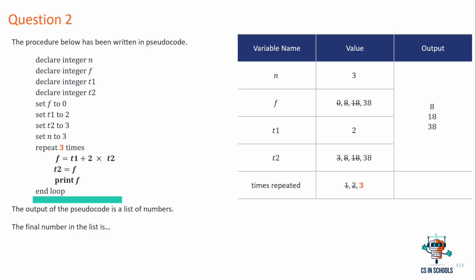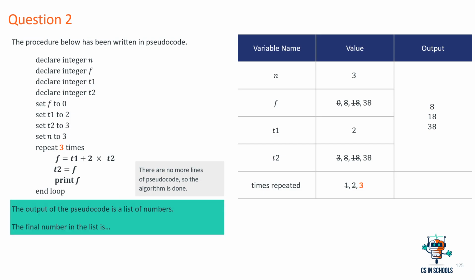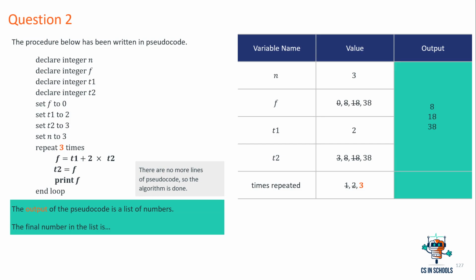We then go to the next line of pseudocode. There are no more. So the algorithm is done. And now we can determine our answer. The output of the pseudocode is indeed a list of numbers, and the final number in that list is 38. And that's how we determine the answer to that question.